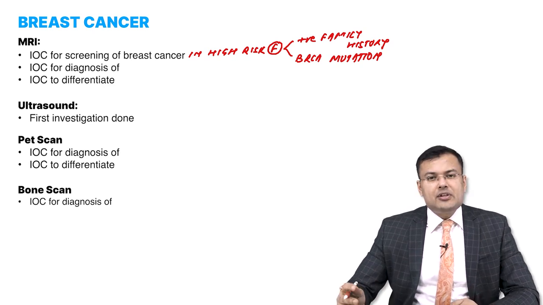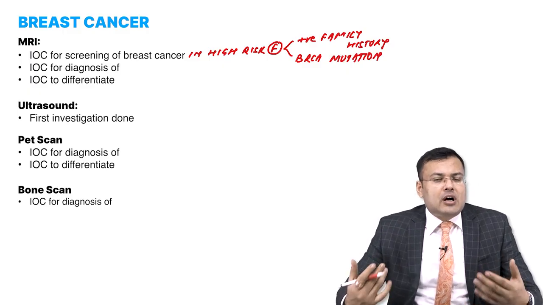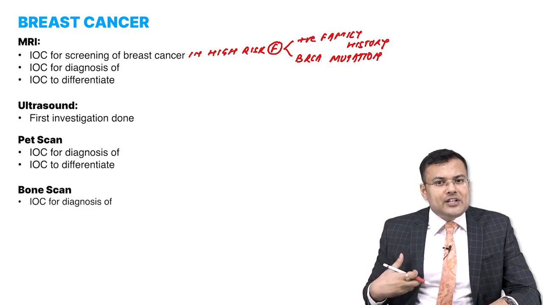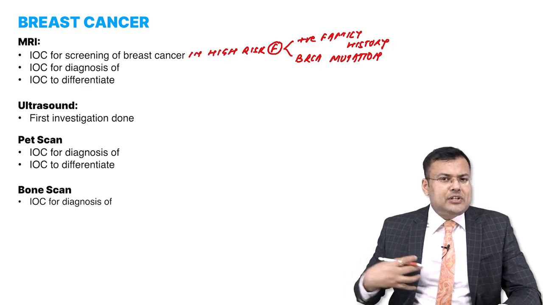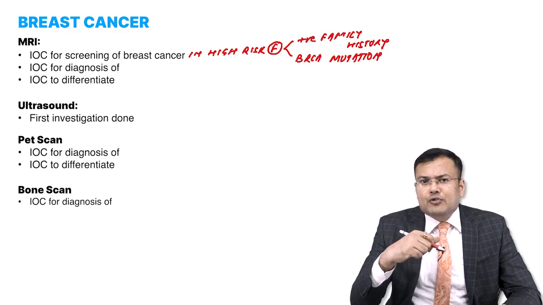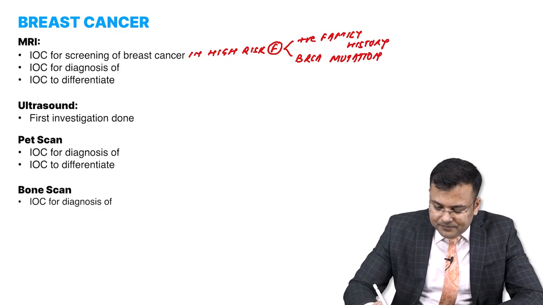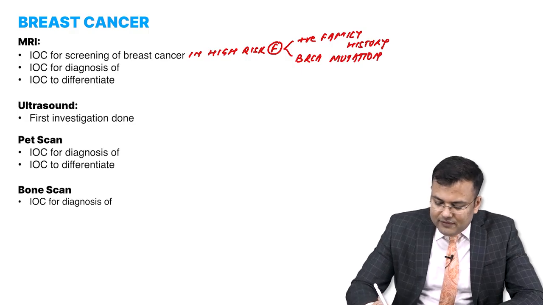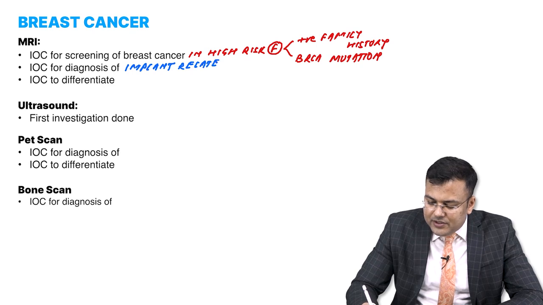Next, investigation of choice for diagnosis of implant related complications. You know, nowadays the most commonly used method of breast augmentation as well as breast reconstruction is silicone implants. So if a patient is having a silicone implant, some complication is there. For that, what is the investigation of choice? MRI. So MRI, investigation of choice for diagnosis of implant related complications. Clear?